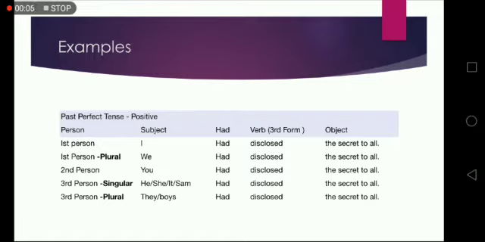The first example is I had disclosed the secret to all. We had disclosed the secret to all. You had disclosed the secret to all. He, she, it or Sam had disclosed the secret to all. They or boys had disclosed the secret to all. So all these subjects, singular or plural, first, second or third, all used the same helping verb and same form of verb, that is had and third form of verb. We followed the exact same sentence structure that we just studied.